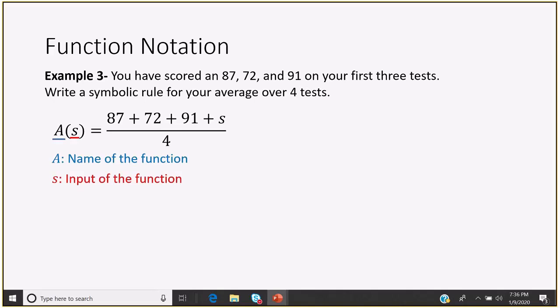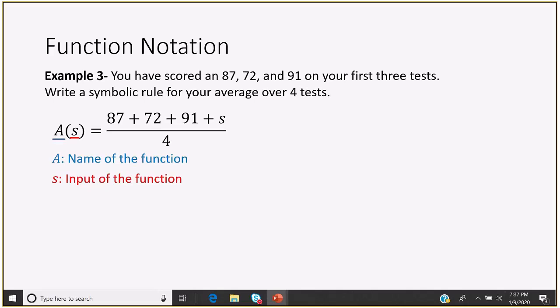So quite often the most common function that we see is f of x. But it doesn't always have to be x. So it could be, in this case, A of S. You could have multiple inputs, in which case you should probably put a comma between them. But that's really what's happening, is we're naming the function, and then we're saying, this is the input that I'm going to be dealing with. This is the variable that will be changing.